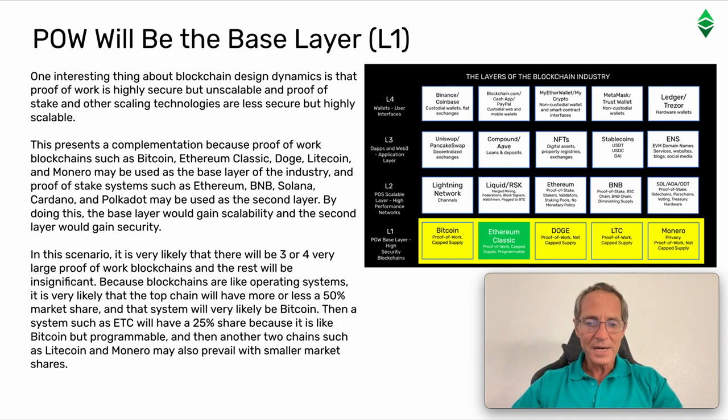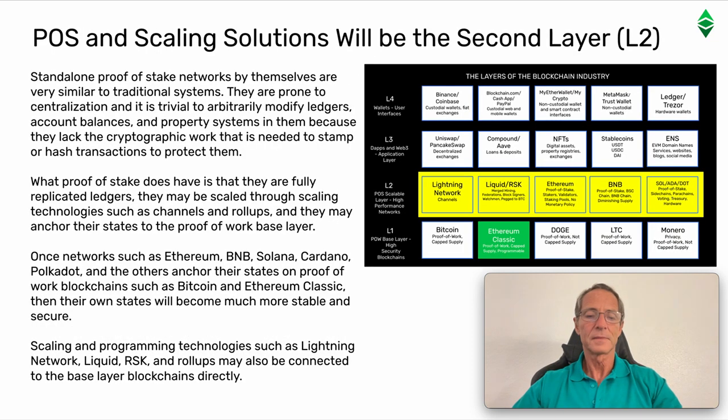In this scenario, it is very likely that there will be 3 or 4 very large proof-of-work blockchains and the rest will be insignificant. Because blockchains are like operating systems, it is very likely that the top chain will have more or less 50% market share, and that system will very likely be Bitcoin. Then a system such as ETC will have a 25% share because it is like Bitcoin but programmable, and then another 2 chains such as Litecoin and Monero may also prevail with smaller market shares.